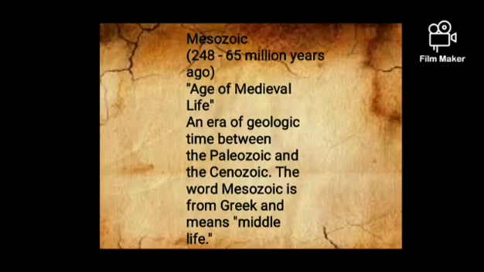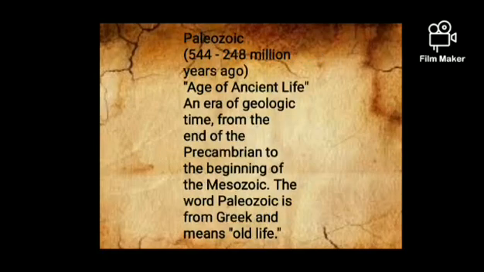Mesozoic. 248 to 65 million years ago. Age of medieval life, an era of geologic time between the Paleozoic and the Cenozoic. The word Mesozoic is from Greek and means middle life. Paleozoic, 544 to 244 million years ago. Age of the ancient life, an era of geologic time from the end of the Precambrian to the beginning of the Mesozoic. The word Paleozoic is from Greek and means old life.